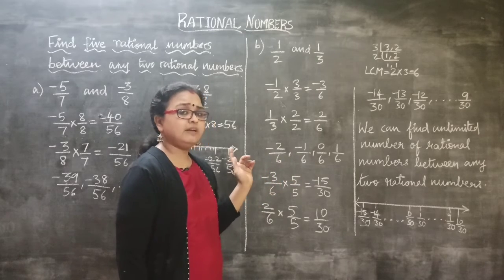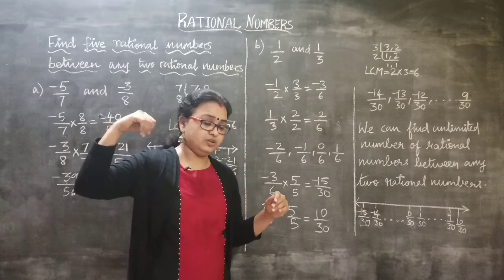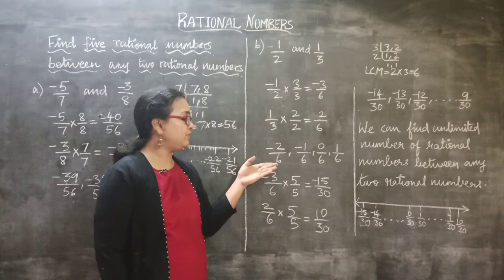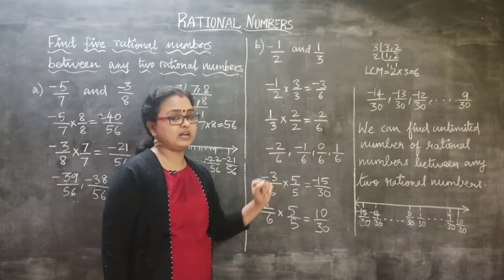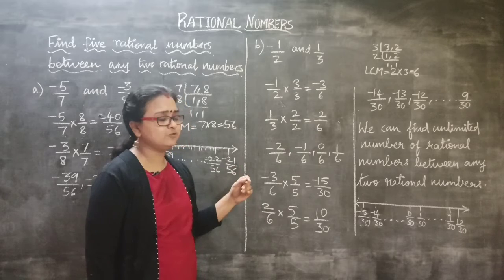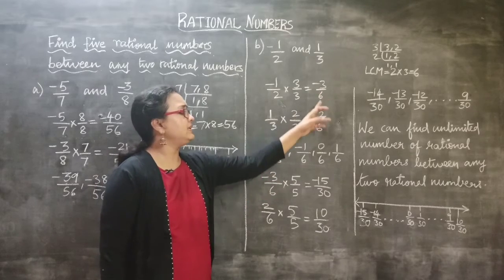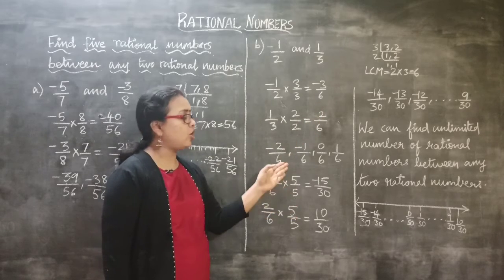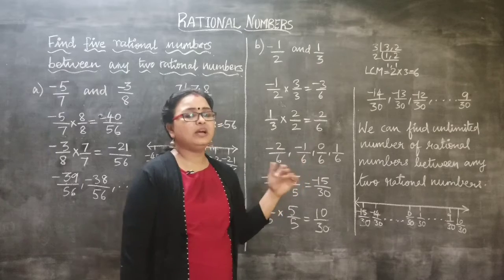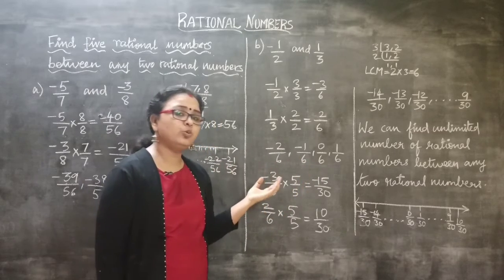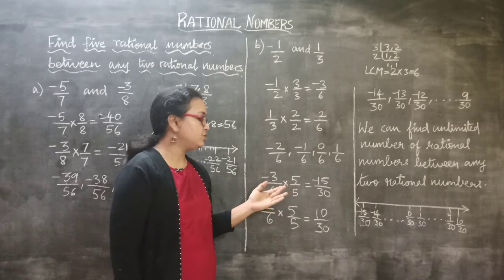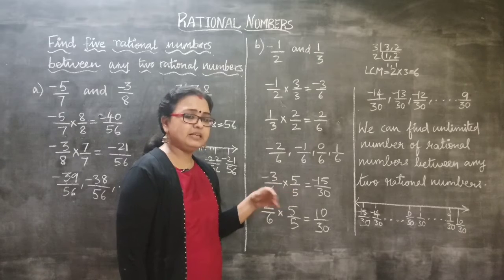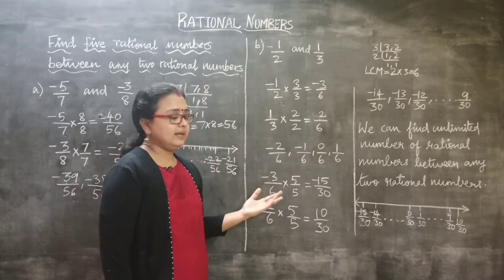But we need 5 rational numbers, right? If you see in the question, 5 rational numbers are asked. But we got 4 rational numbers, 1, 2, 3, 4 only. So what we need to do is multiply these two rational numbers. Any number you can multiply, because already you got 4 rational numbers. To get one more rational number, even if you multiply with 2, you will get the 5 rational numbers. But I have done it with 5. You can multiply with any number and you can get the answer.